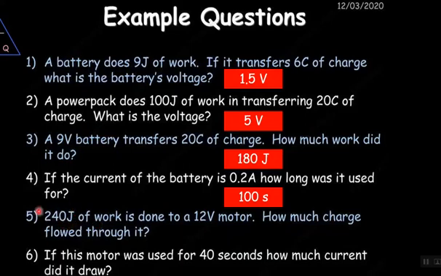240 joules of work is done on a 12-volt motor. We've got the work, we've got the voltage. What's the charge? 240 divided by 12 volts gives me 20 coulombs. Once again, this question refers to that one. If this motor was used for 40 seconds, now we have the 20 coulombs, we have the time. Q divided by T would be the current. So what would be the current? 20 divided by 40 is 0.5 amperes.